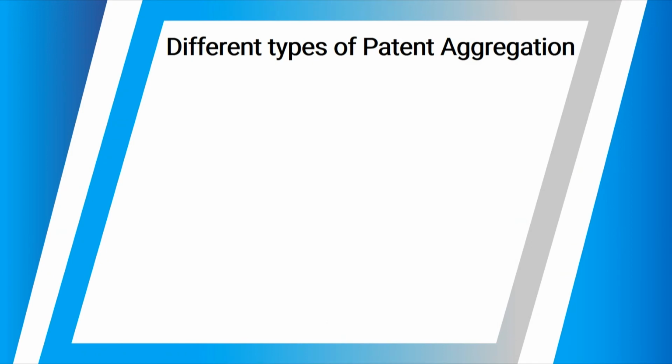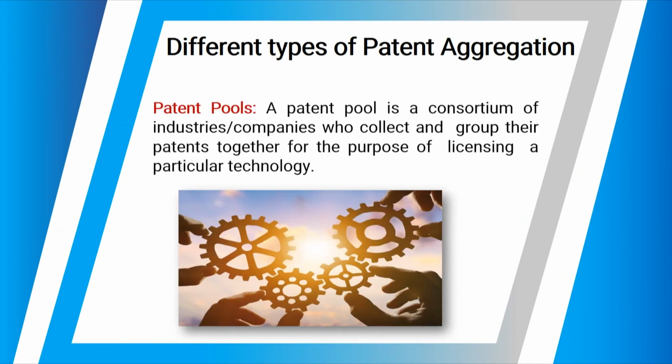Now, different types of patent aggregation are, first of all, we have patent pools. Now, a patent pool is a consortium of industries and companies who collect and group their patents together for the purpose of licensing a particular technology. They will collect all the patents of that particular technology at one place.